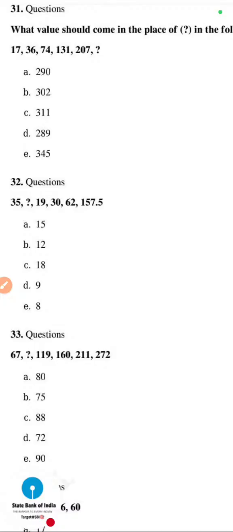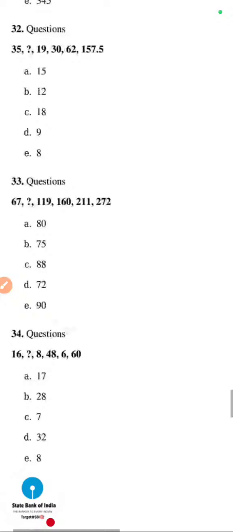So 35 divided by half times plus half. So 35 half times, which will be 17.5 plus 0.5, which will be 18. So answer for this one will be 18. 18 1 times plus 1, which will be 19. So answer will be 18.